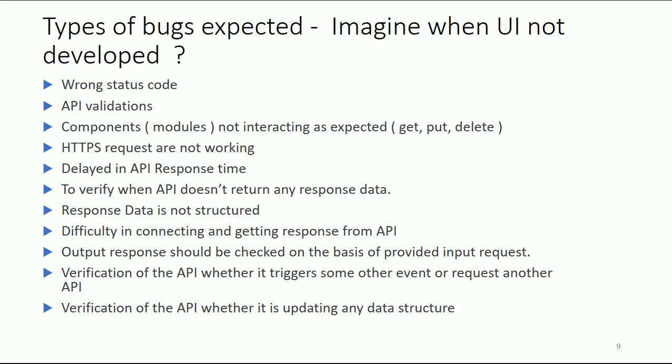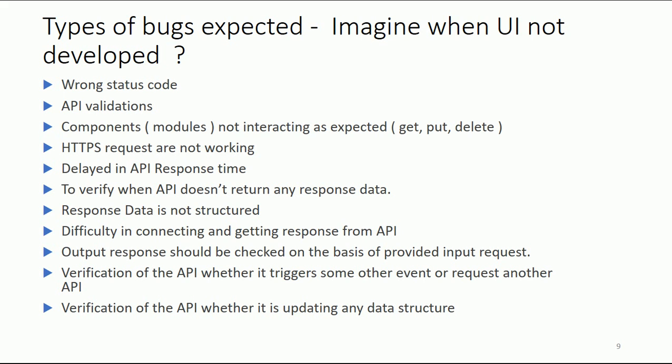Difficulty in getting the response from the API. Output response should be checked based on the provided input request. Verification of whether the API triggers some other event or request to another API. Verification of whether the API is updating any data structure or a database. So these are all kinds of defects we can identify while doing API testing.